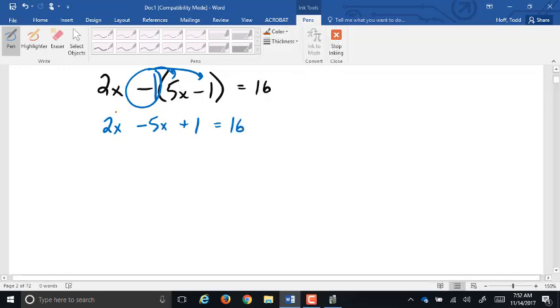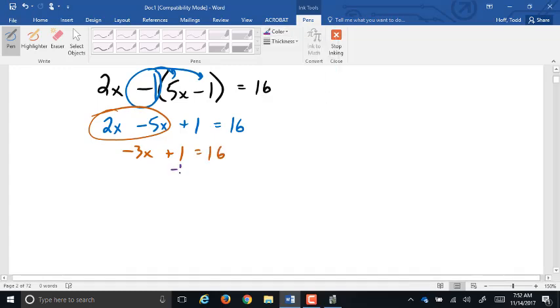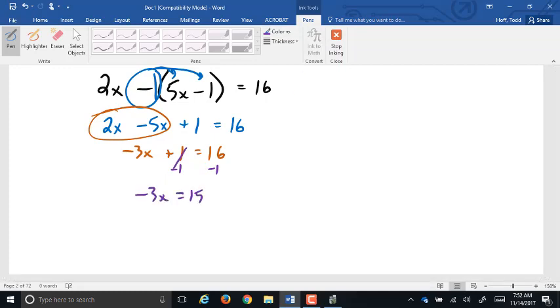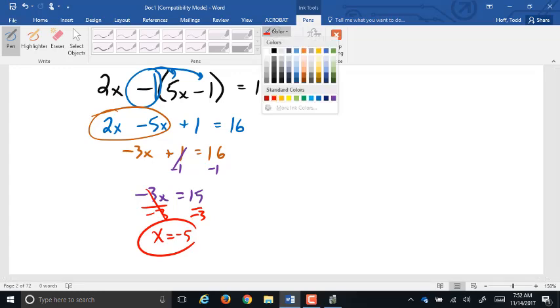Now we can combine 2x and negative 5x makes negative 3x. And then subtract 1, negative 3x equals 15, and then divide by negative 3, x equals negative 5 is correct.